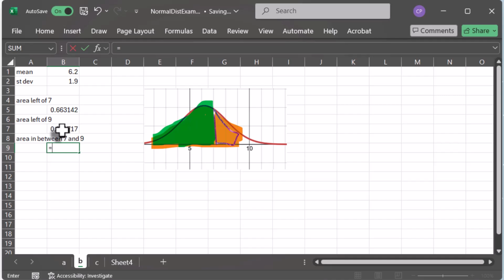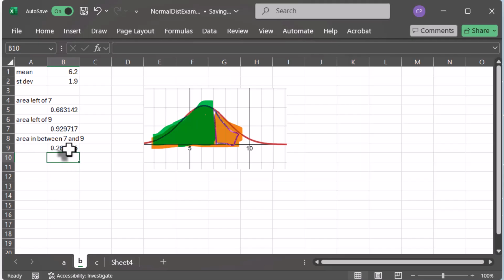I'll do equals, click on the larger of the two, minus the smaller of the two. And this gives me that difference in area, or 0.266575. That is the area in between, bounded by the curve in between 7 and 9.